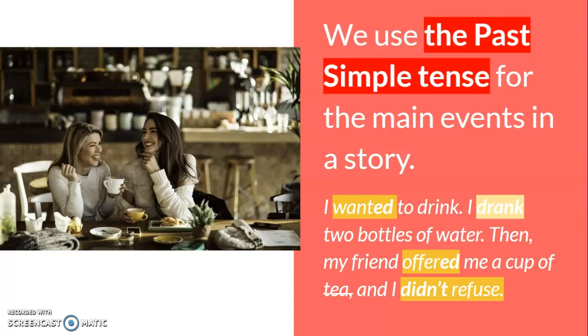Well, we use the past simple tense for the main events in the story, which go one by one even. I wanted to drink. I drank 2 bottles of water. Then my friend offered me a cup of tea, and I didn't refuse.